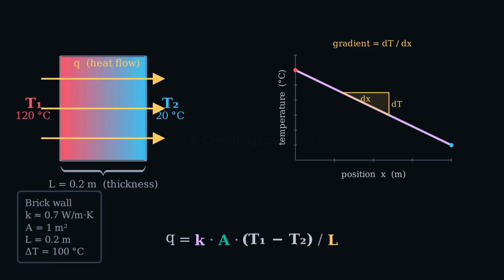Try a brick wall. Conductivity near 0.7. Area 1 square meter. Thickness 0.2 meters. With a 100-degree difference across it, the heat flow works out to about 350 watts.